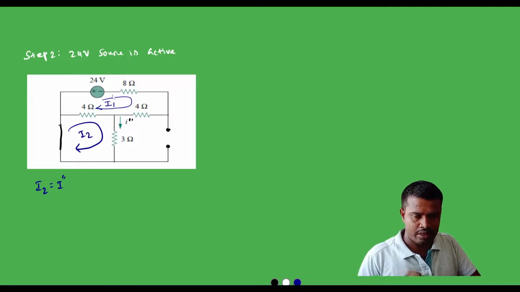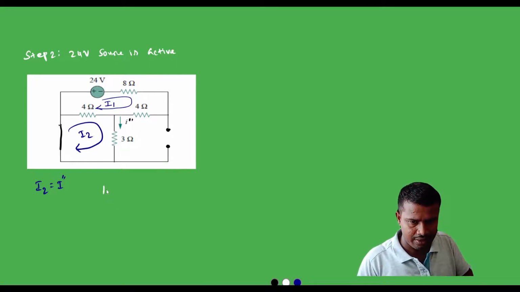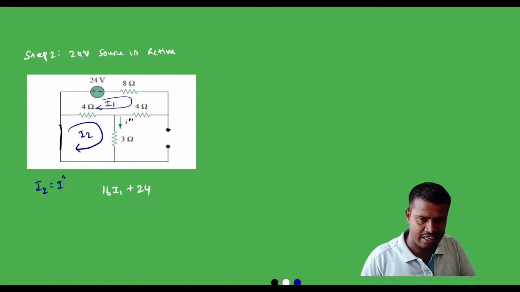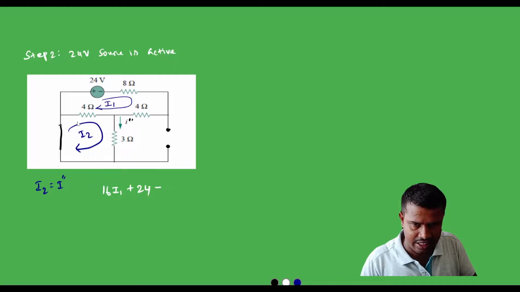So for loop 1, when we apply KVL in this circuit, we can write 8 plus 4, the resistors are in series, 8 plus 4 is 12, plus 4 is 16 I1. Finally meeting the positive potential of 24 volt, so we can write 24. Now the 4 ohm resistor has the effect of I2 also. I2 is in the opposite direction of I1, so we can write negative 4 I2, which is equal to 0.